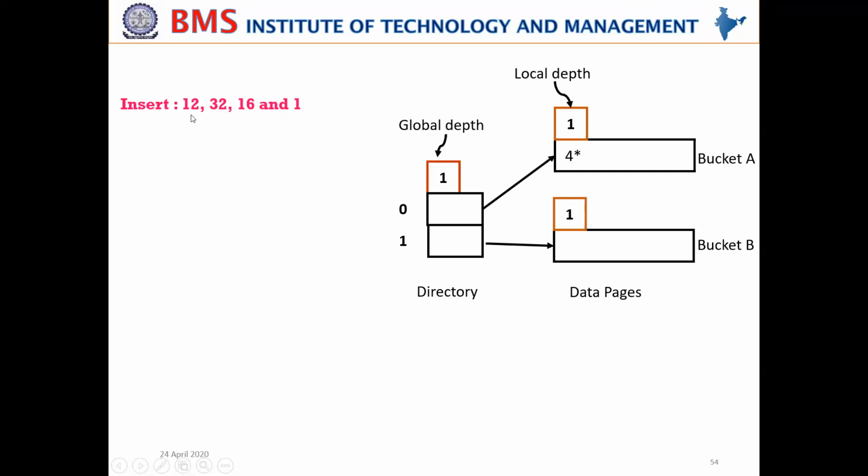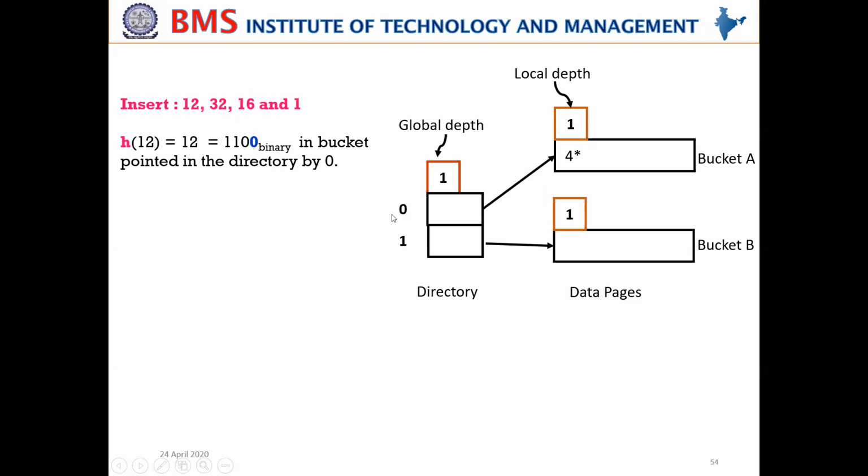Now I'm supposed to insert 12. For example, 12 means I need to give 12 as an input to the hashing function. So it generates 12. What's the binary value of that? 1100. So how many bits do I need to take here? In my extendable hashing, only 1 bit of address I'm using to address the directory or the buckets. So I need to take the last 1 bit.